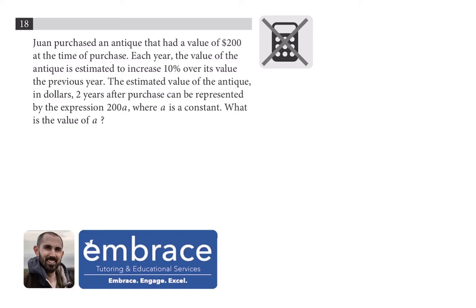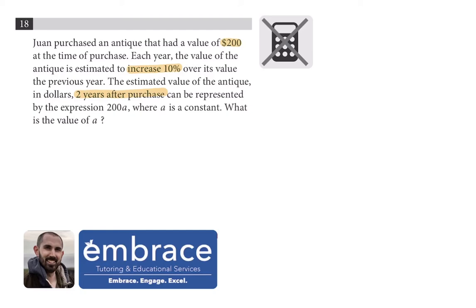In number 18, here it says, Juan purchased an antique that had a value of $200 at the time of purchase. Each year, the value of the antique is estimated to increase 10% over its value the previous year. The estimated value of the antique in dollars 2 years after purchase can be represented by the expression 200A, where A is a constant. What is the value of A?